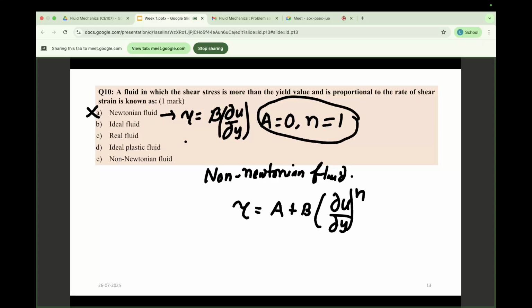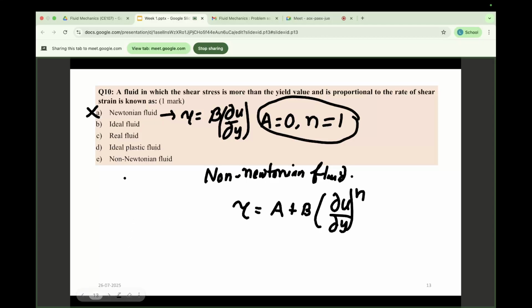Another thing is next, the real fluid. In the question, it is given the fluid in which the shear stress is more than the yield value. So yield value means this value A. Tau should be more than this value, so there should be a certain value. So in the ideal case this cannot be the scenario. This formula doesn't directly apply.